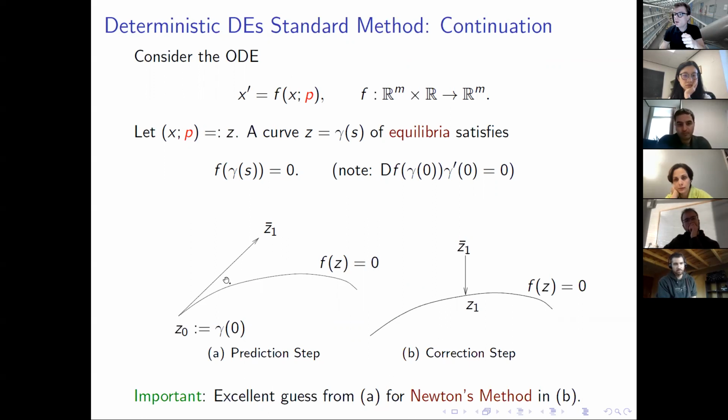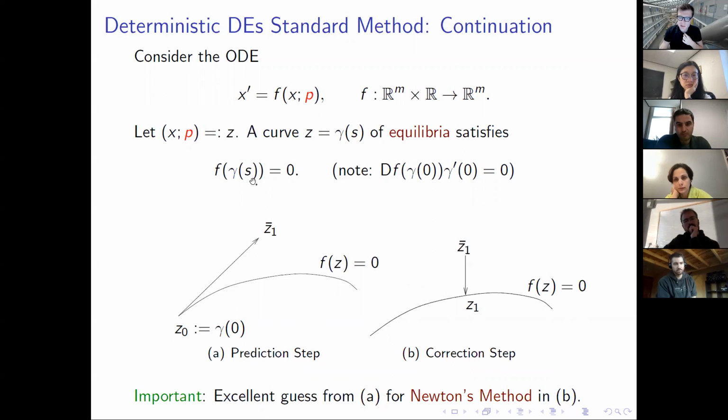So suppose you have found one equilibrium point at least for one parameter value. That's usually quite easy to guess. At least in biology, normally that's not a problem. And then you want to compute an entire curve of equilibria. So you start at one point on this curve, and first you compute the tangent vector to this curve. How do you do this?